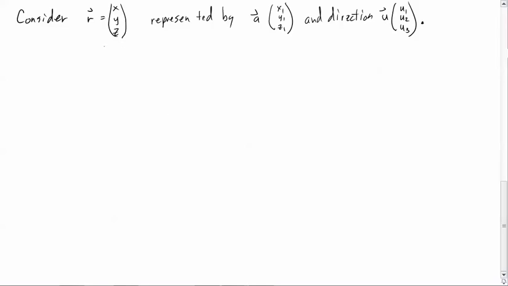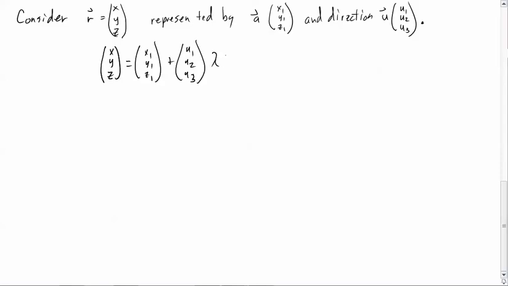So this could obviously be shown by an equation. We could go x, y, z, so that's the position along your vector, is equal to x1, y1, z1, and then plus u, which is u1, u2, u3, times our parameter.